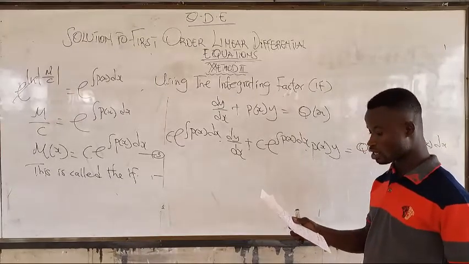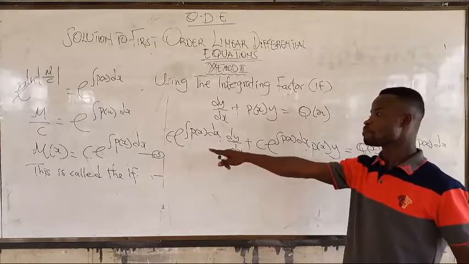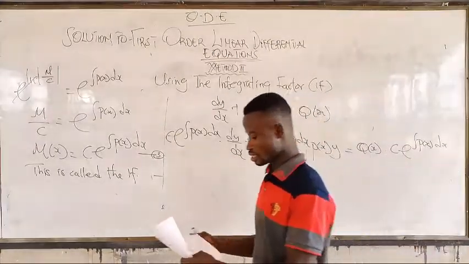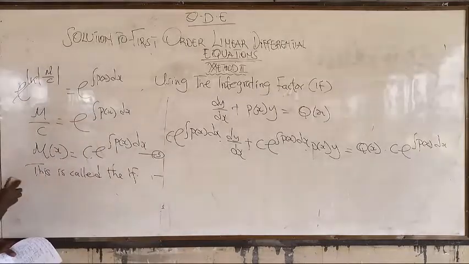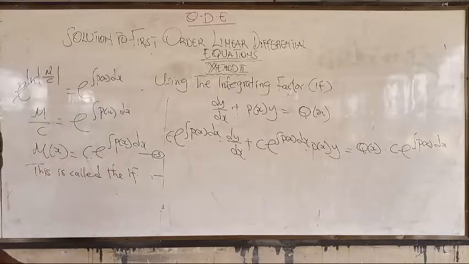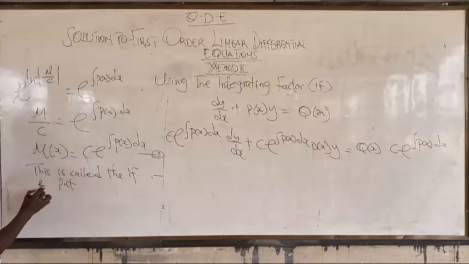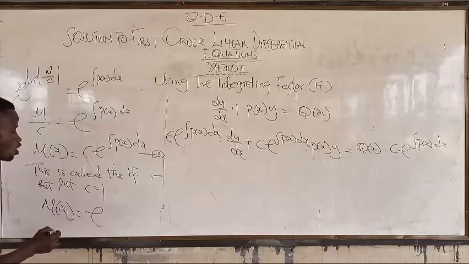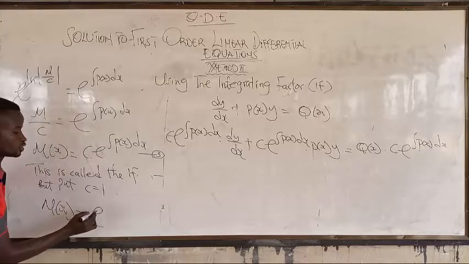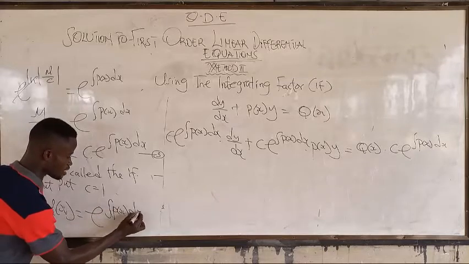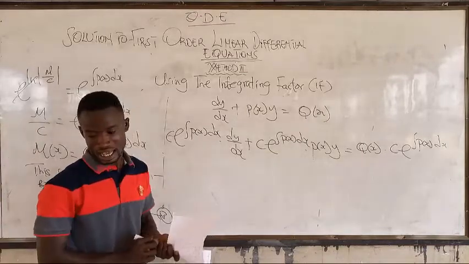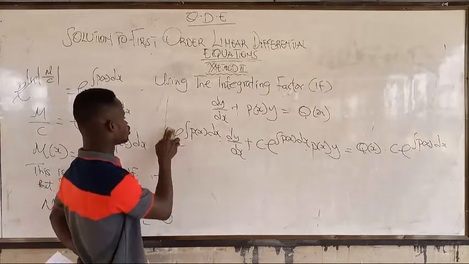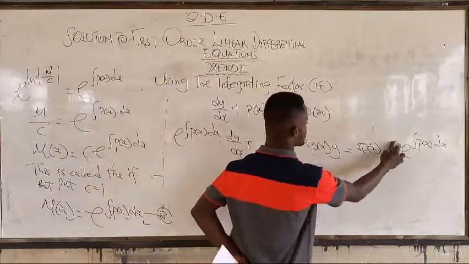I would like to verify something here. Now we should have replaced something by the c here. To conclude that this is the integrating factor, we put c to be equal to 1. And when you do that, then you are going to get an integrating factor for the first order differential equation to be e raised to the power integral of p of s ds. Alright, so this is rather equation 3. So this is the integrating factor. Then we come and multiply that integrating factor throughout. So let's get rid of the c. It's still the same thing.